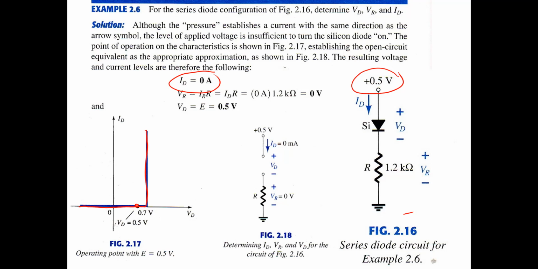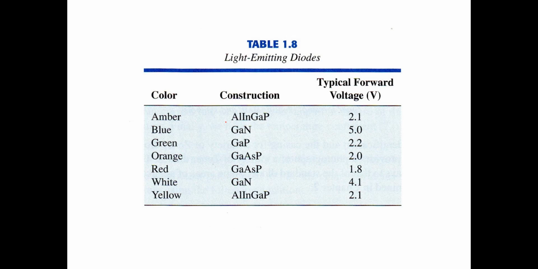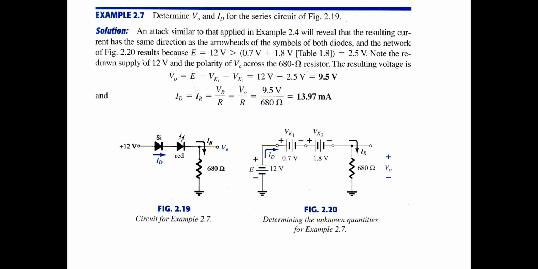And then what is the VR? The VR is IR, or ID times R. The ID current is 0, so the VR is 0. And then what is the VD? VD for the off state is equal to E, so this is the 0.5 volt. Okay.